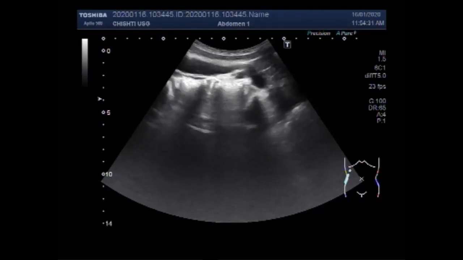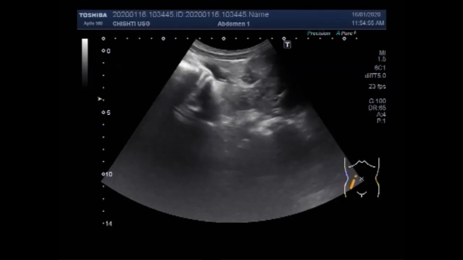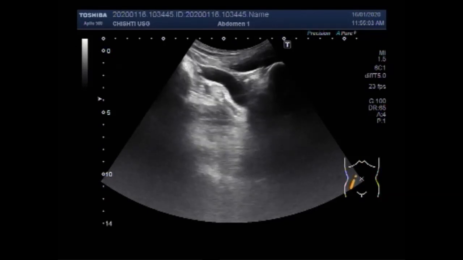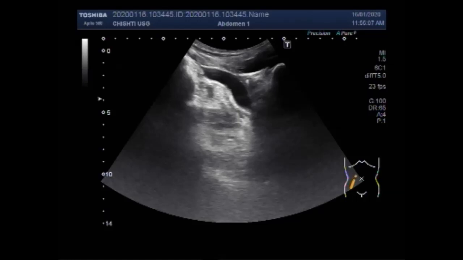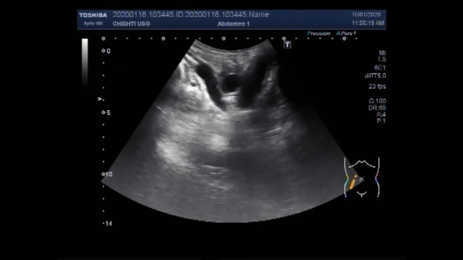Now the ureter is crossing the iliac vessels. Now after crossing, the middle one third of the right ureter is visible. And again you can see the blood flow. There is no blood flow in the ureter. You can use it to differentiate between the blood vessels and the ureter. This is the urinary bladder. This one is the right ureter.